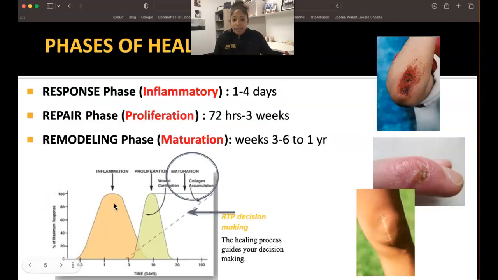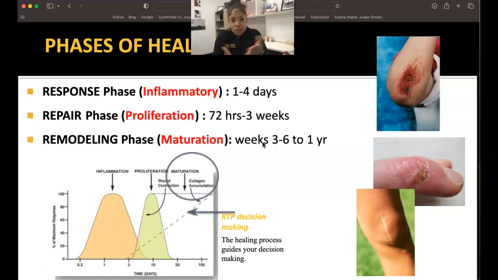So the phases of healing that we're going to talk about are the response phase or the inflammatory phase, the repair phase or the proliferation phase, and the remodeling phase or the maturation phase. And what I want you to see from this slide is that each of these occurs on a continuum. And what do I mean by that? If we look at the inflammatory phase, which has been projected to last about 1 to 4 days, the repair phase, which has been projected to last about 72 hours to 3 weeks, and the maturation phase, projected to last about 3 weeks to a year, we can see that there's overlap in each of these phases, right?